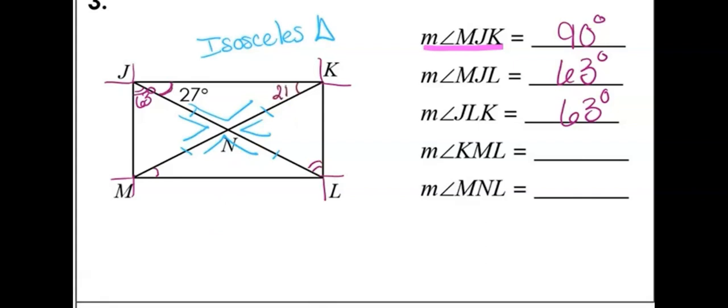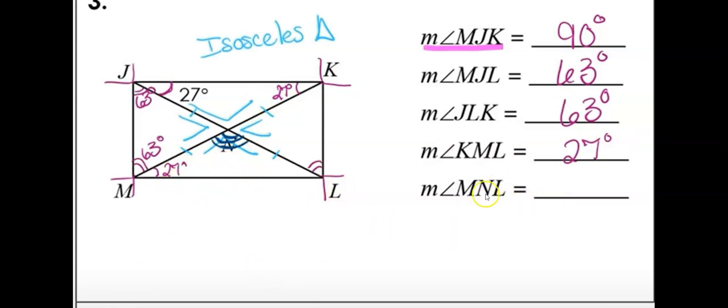Now in purple, if that base angle is 63 degrees, since it is an isosceles, the other base angle is also going to equal 63 degrees. We also know that they form 90-degree right angles, so that's why the angle right here in purple is also 27 degrees. So that's what KML is going to equal. 27 is going to be the measure of KML.